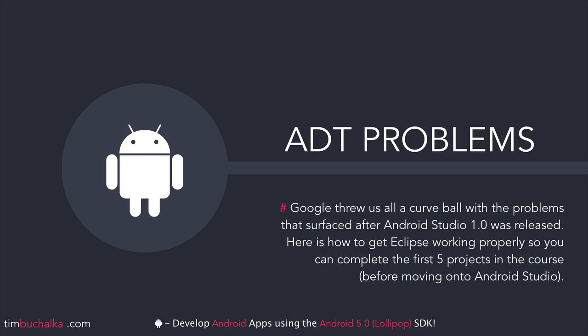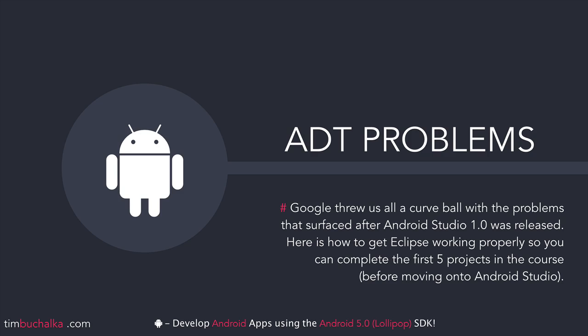But anyway, the problem is that when Google released Android Studio 1.0, a lot of things got broken. Firstly, Eclipse is no longer available to be downloaded, which is a little bit nasty in my opinion on Google's behalf. But secondly, some of the software development kit releases have broken some functionality in Eclipse.